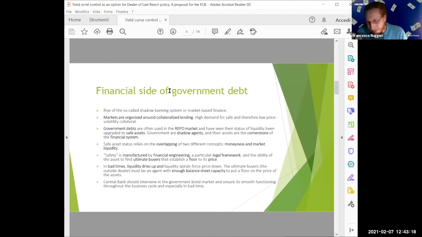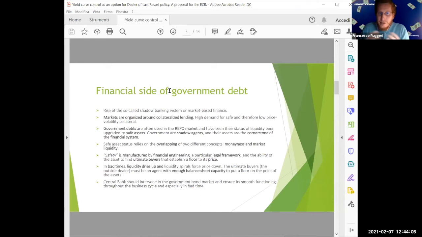But the need for central bank intervention is not just idiosyncratic or tied to one particular moment, the recession. It is much more structural if we look at the so-called evolution of the financial system, what we now call market-based finance or the shadow banking system. Without going through all the techniques of market-based finance, we can understand this new type of financial world as markets organized around collateral lending, and so markets that demand safe collateral with low price volatility.